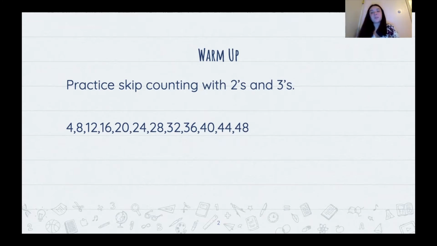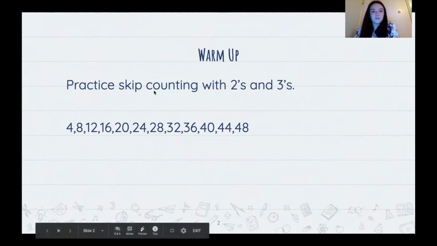We're going to start with 2s. 2, 4, 6, 8, 10, 12, 14, 16, 18, 20. Now we're going to start with 3s. 3, 6, 9, 12, 15, 18, 21, 24, 27, and 30.